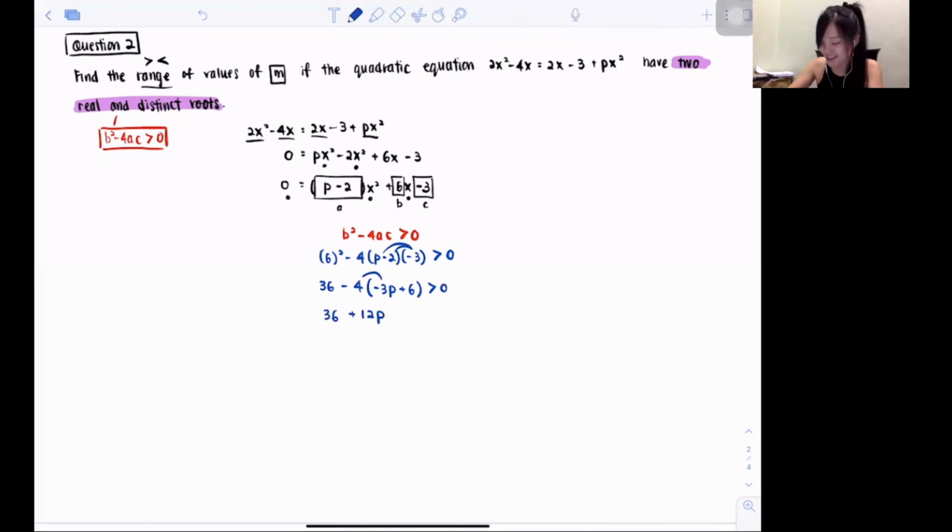Is it too fast? Okay, I think fine, okay? If I'm too fast, you pause the video, you digest first, okay? Because my speed can actually be controlled by you, because it's a video, okay?